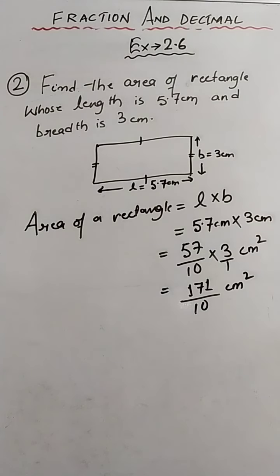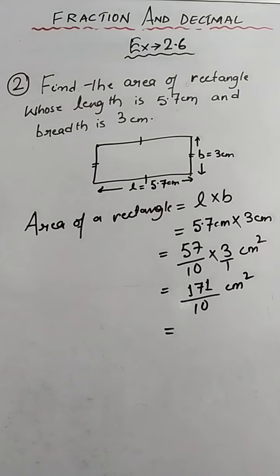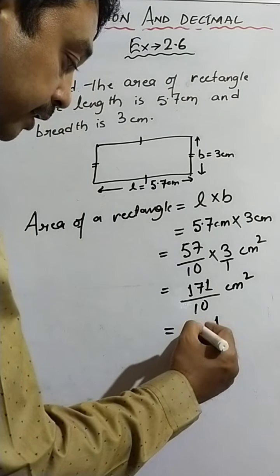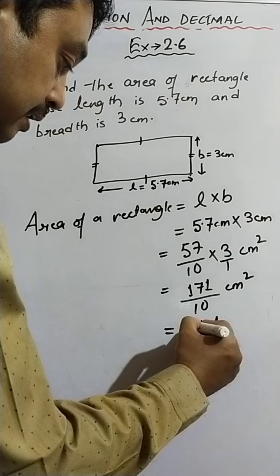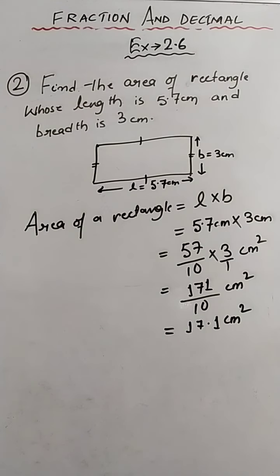Now finally we have to again change the fractional form to the decimal form. How many zeros are there? 1. I know you all know how to write the answer. Yes, 17.1 centimeter square. So this is the final answer of question number 2.